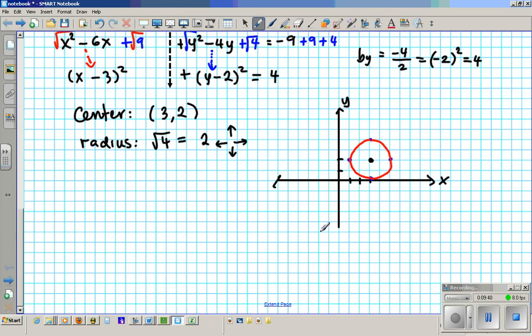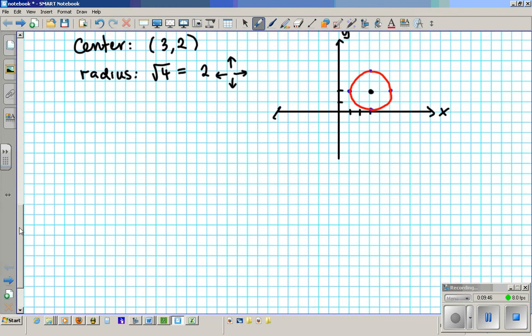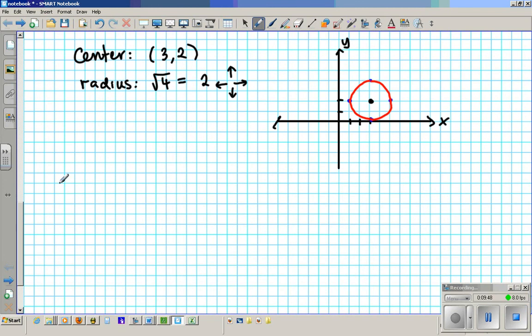Alright, so there goes your circle. Alright, let's try another example. Example 3. This one will be slightly more involved. This is the most complicated of all. So write this down. Example 3.